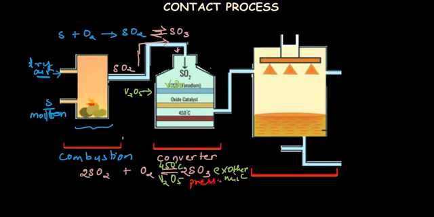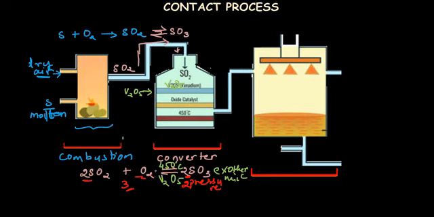Now pressure is decided by the number of molecules on both sides of the reaction, and we can see that here 2 plus 1 molecules, that is a total of 3 molecules, are present on the reactant side, and on the product side we have 2 molecules of sulfur trioxide. That shows that the number of molecules on the reactant side is greater than on the product side.